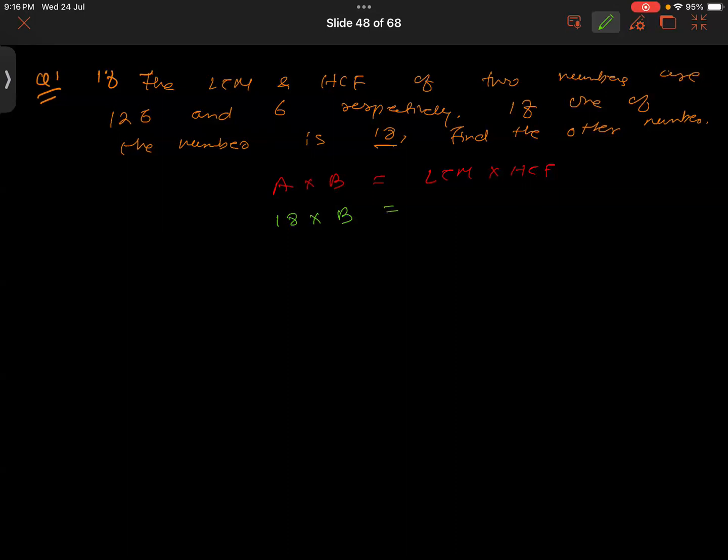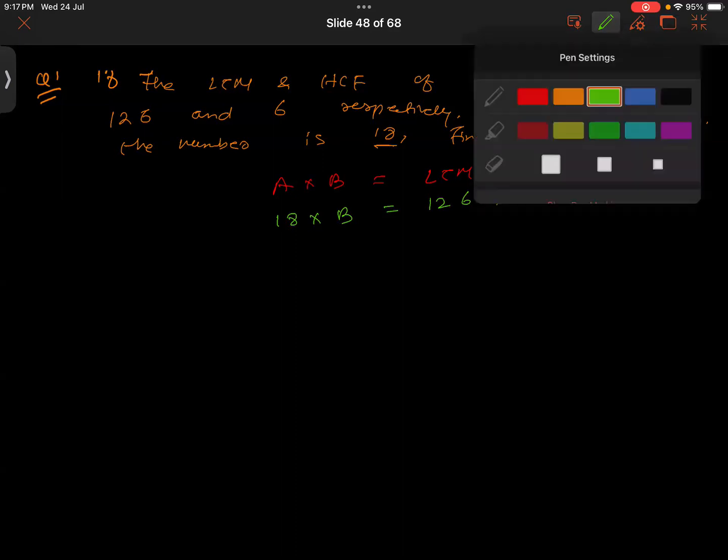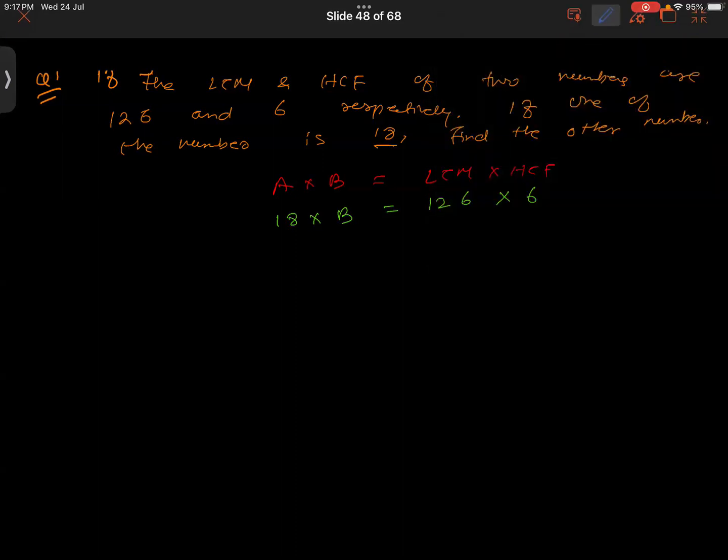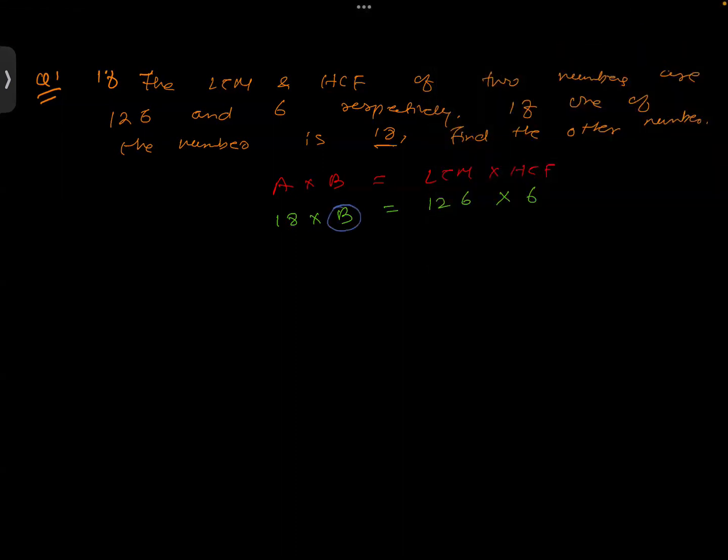What is the LCM given in the question? If the LCM and HCF of two numbers are 126 and 6 respectively, LCM is 126. HCF is 6. Now you don't know the value of B. That's what you have to find right now.